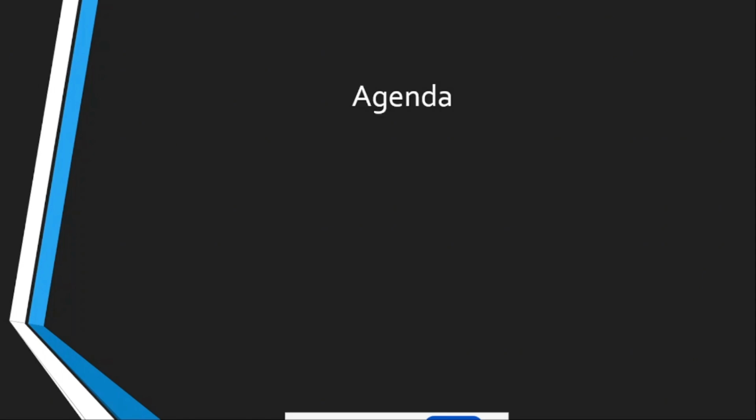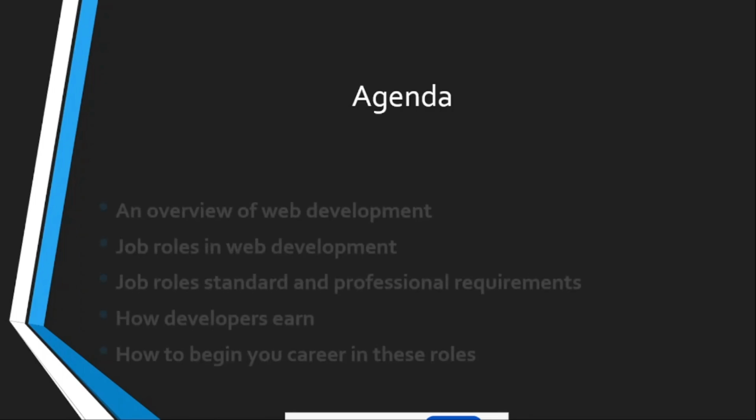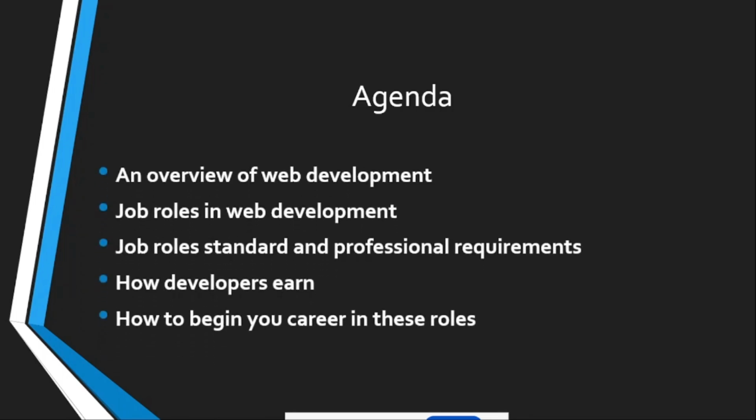What do we have to do today? All right, the agenda for today, just like we mentioned for those that saw the adverts for this class: we are going to look at an overview of web development. We're going to look at the job roles in web development, the standard and professional requirements, then how a developer earns, how developers make their money, and how you can begin your career in any of these roles.